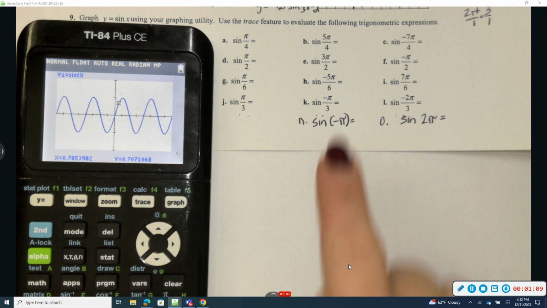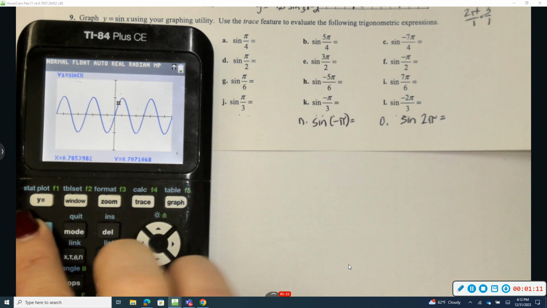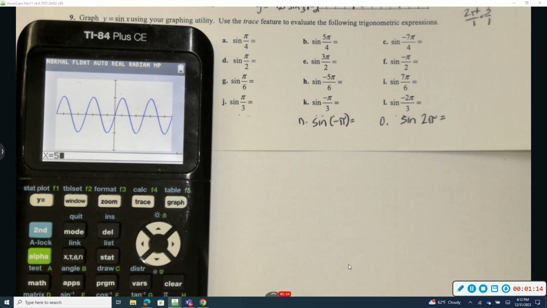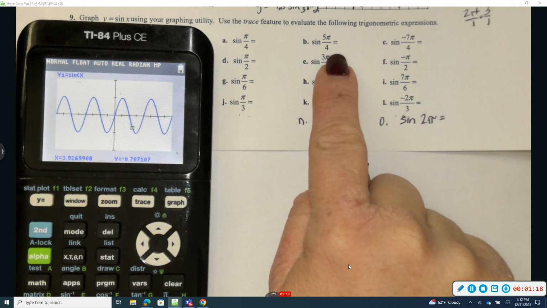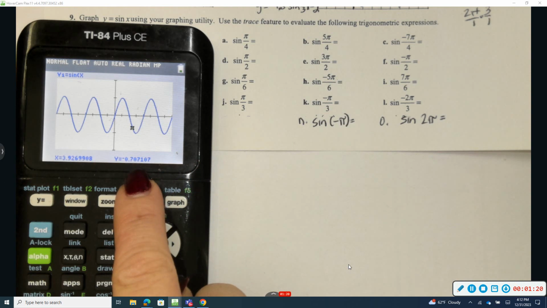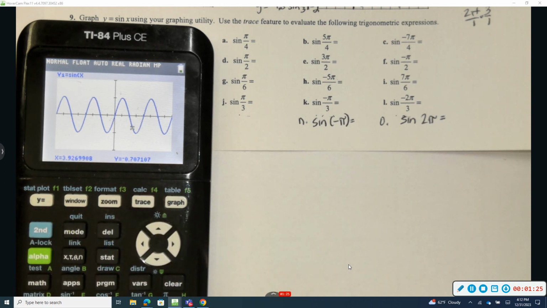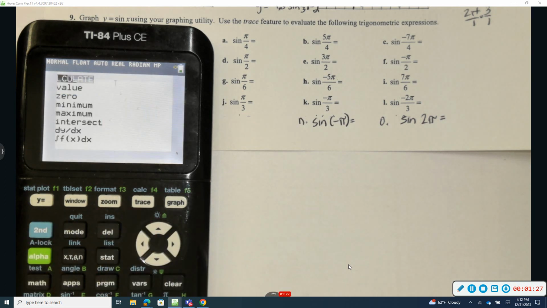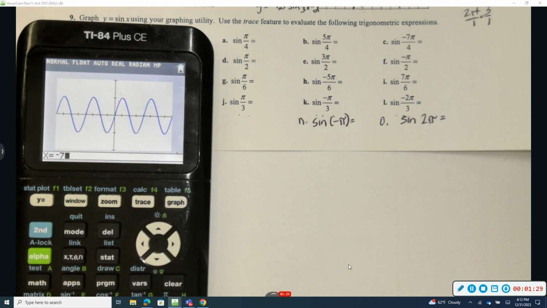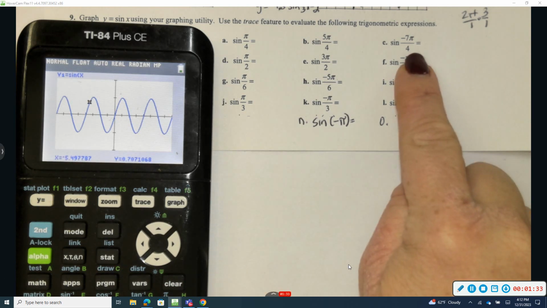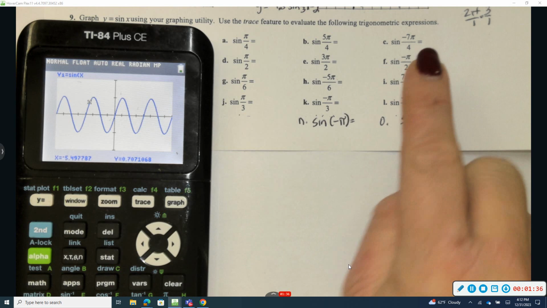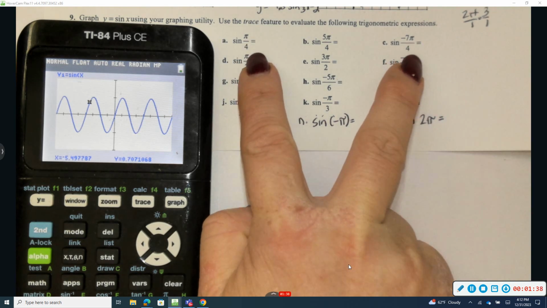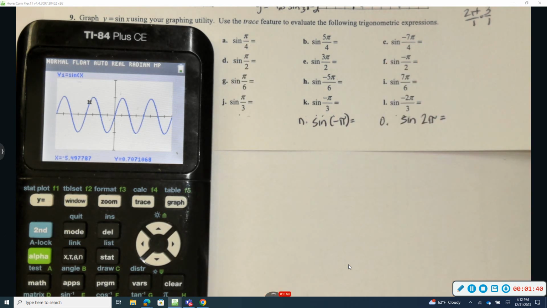Let's do part B. So I'm going to do second trace value of 5 pi divided by 4. And this time we have an answer of negative 0.707. Going on to part C. Second trace value, and we have -7 pi divided by 4, and we achieve a positive 0.707. So these answers are exactly the same, and we'll understand more about this as we go through this unit.